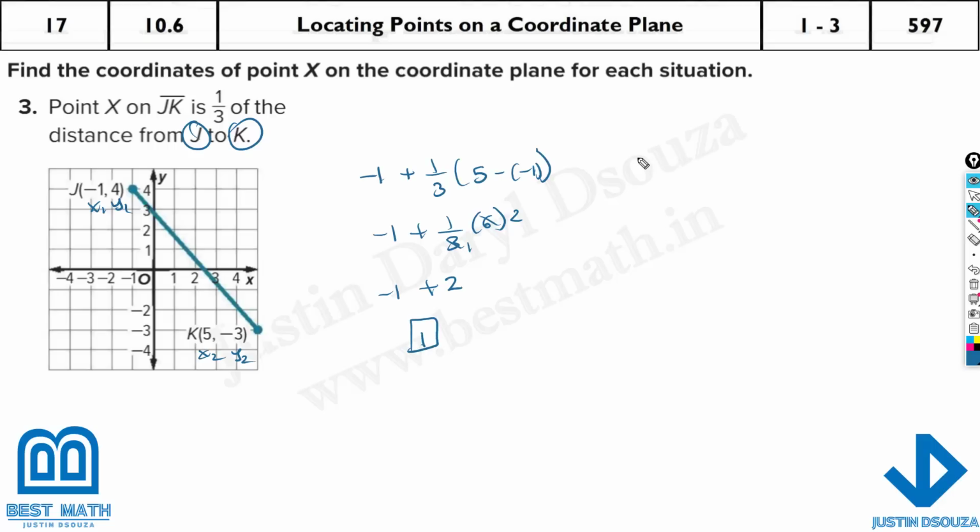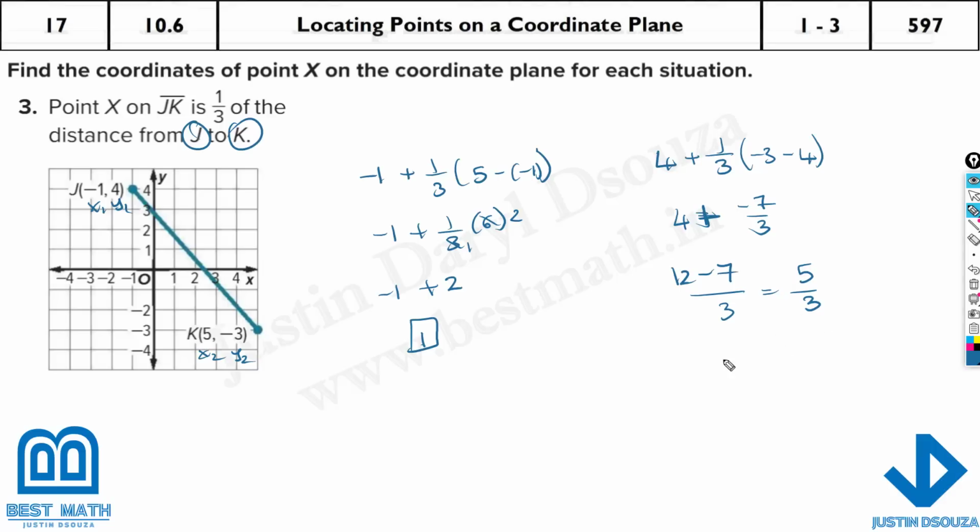What about the next case? Here it is y1, that is 4 plus, ratio is 1/3 of y2, which is minus 3 minus 4. And that is minus 7 by 3. And over here it's plus 4. So let's write 3 over here. 4 times 3 is 12 minus 7. So we have 5/3. So 12 minus 7 is 5 by 3.